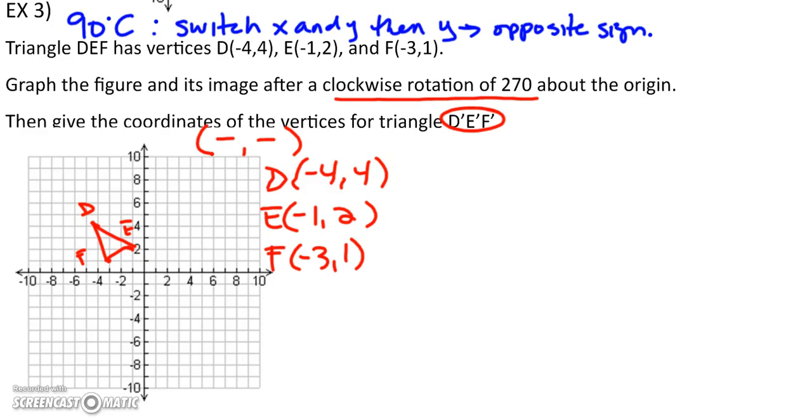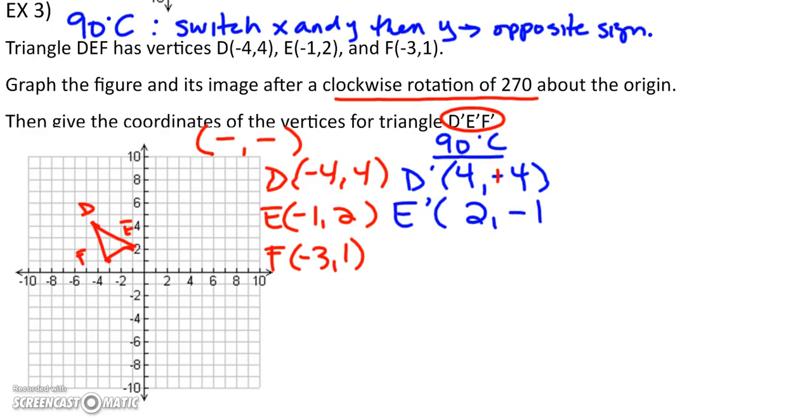So the first time I rotate is going to be 90 degrees clockwise. So D prime: switch the X and Y, and your new Y goes to the opposite sign. E prime: you're going to switch the X and Y, and once again your new Y goes to the opposite sign. And then F prime: switch the X and Y, and your new Y goes to the opposite sign.